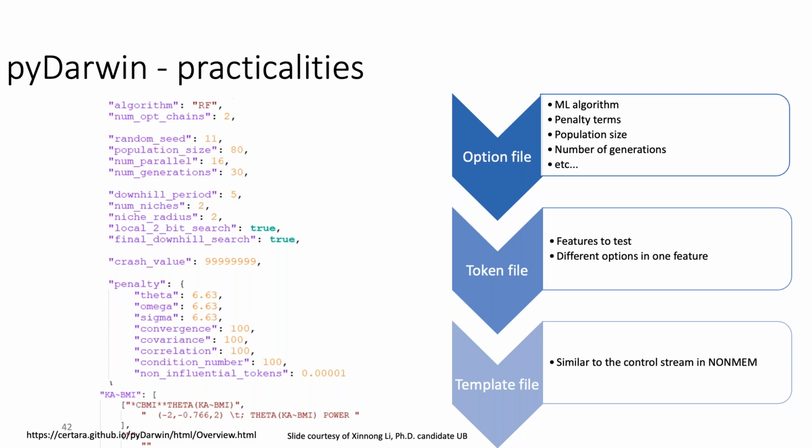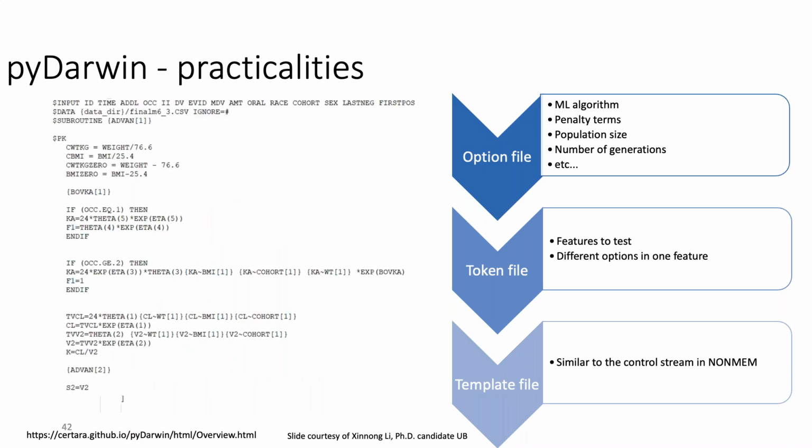Specifies what you're going to swap into the control stream. It specifies whether it's going to be blanks, what the functional forms are going to be, what the initial estimates will be for the features that you are actually searching over.